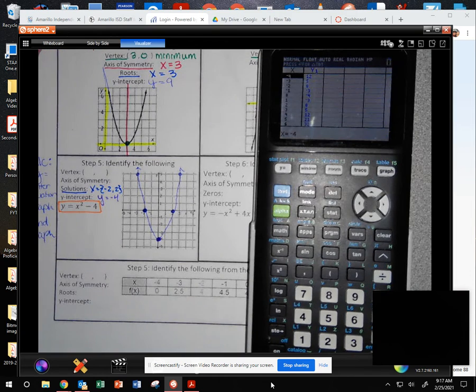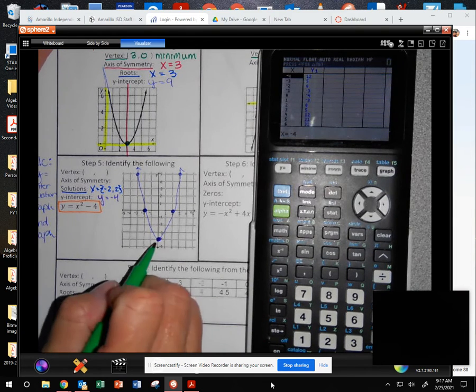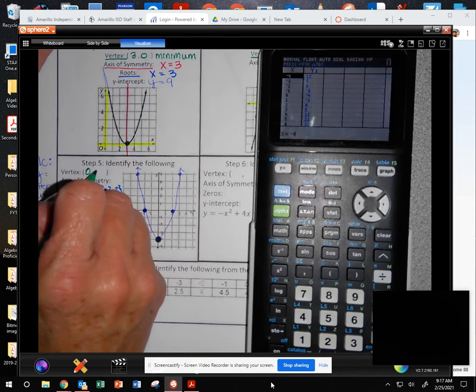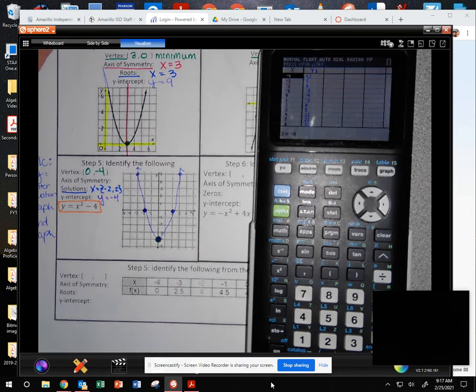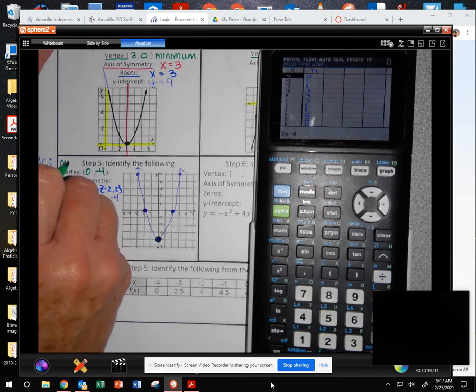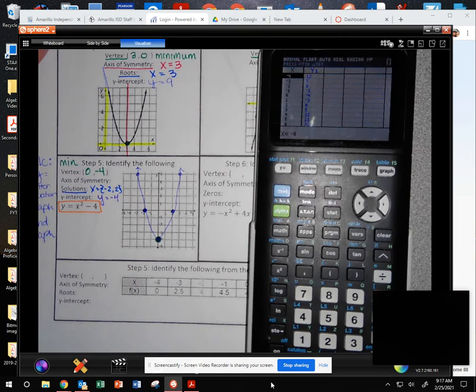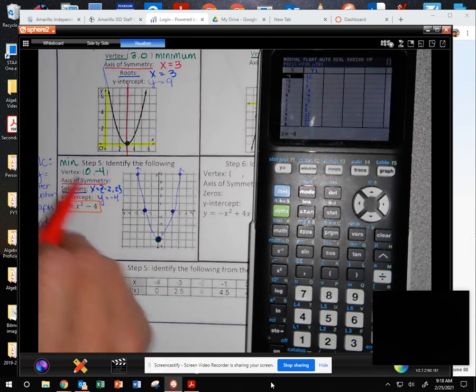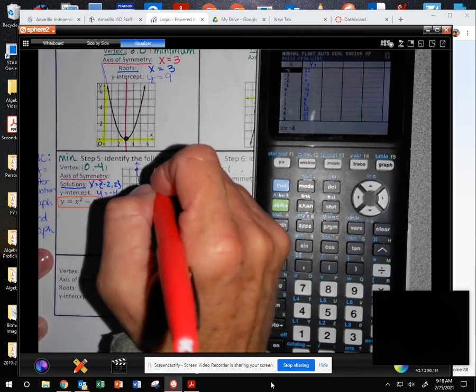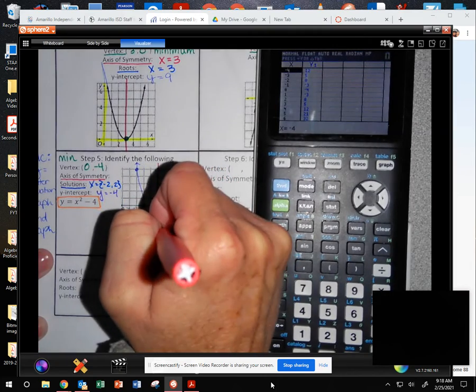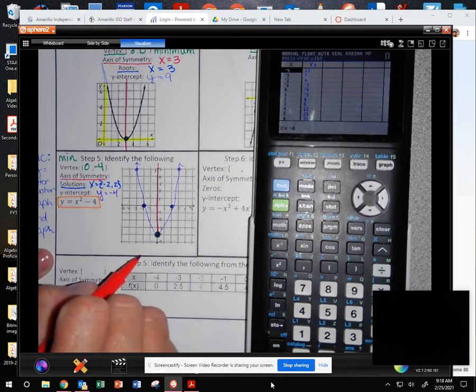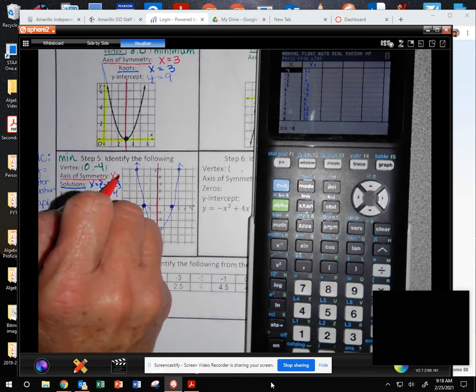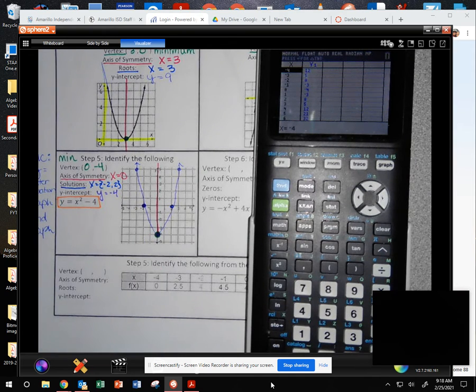Now I want to find my vertex. So my vertex is the lowest point right here, which is 0, -4. And this is a minimum value. Now, what would my axis of symmetry be? Well, my axis of symmetry is right here. It cuts the parabola in half, so my axis of symmetry is x equals 0.